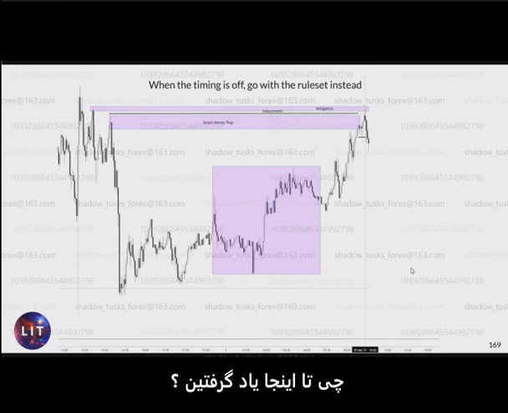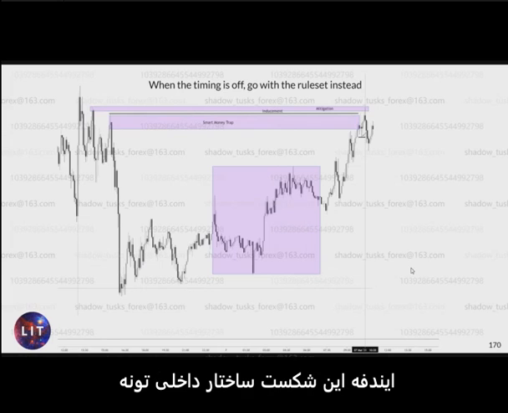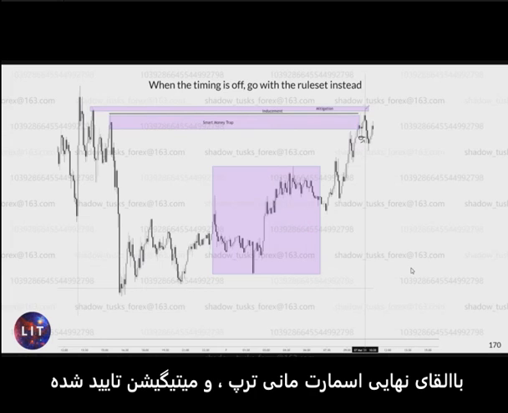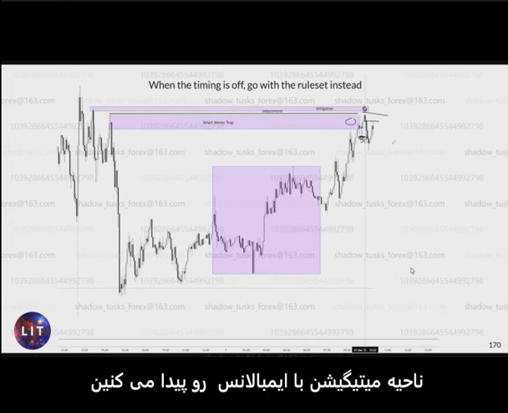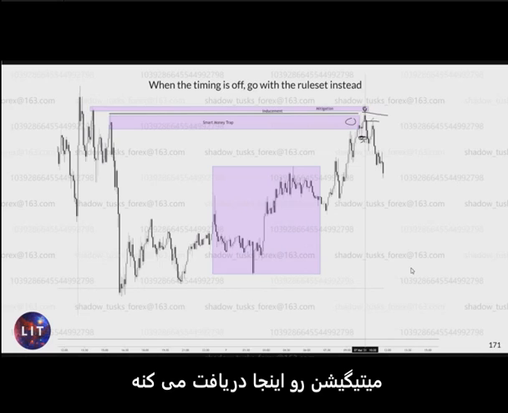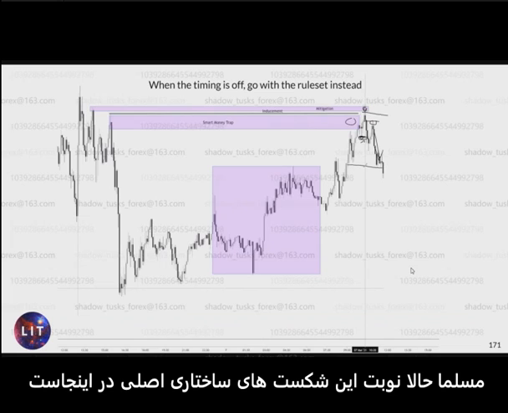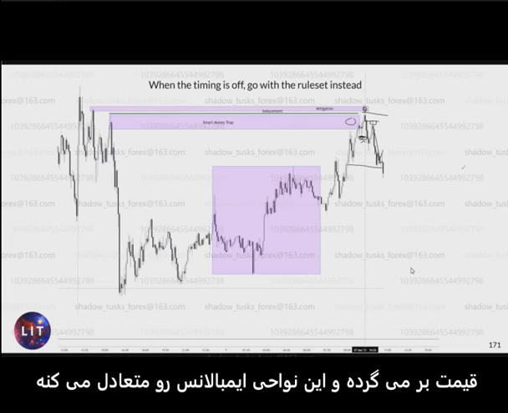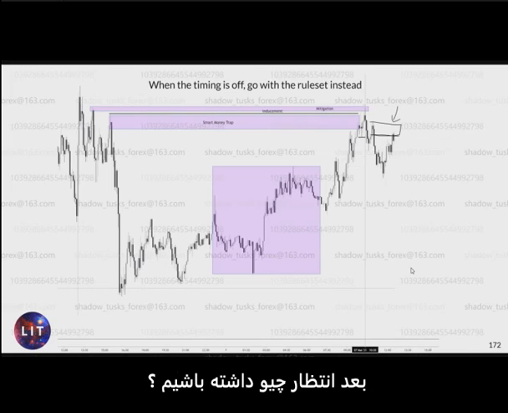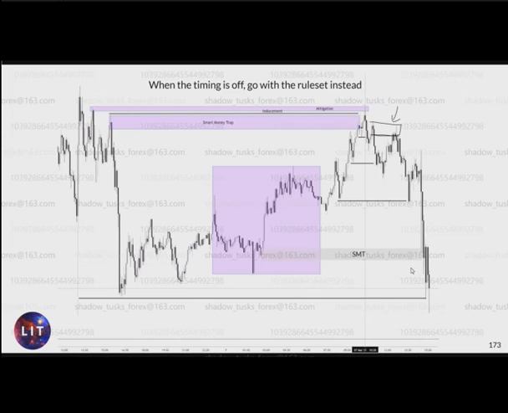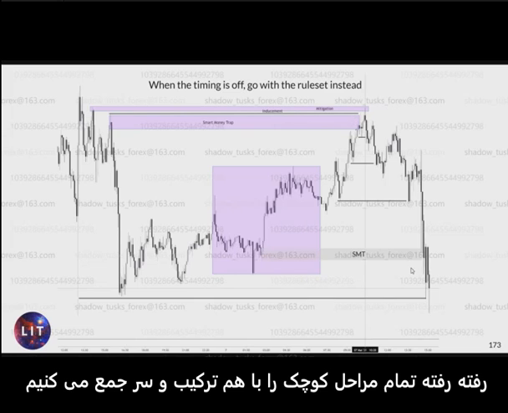What have you learned so far? You use what you learned. There you go. There's your internal breakout structure this time. Confirmed with the final inducement of the smart money trap and the mitigation. Internal breakout structure. You're finding your mitigation area with the imbalance. Gets the mitigation here. Right? What is coming after? Of course, now this more main breakout structures in here. Price comes back, mitigates this imbalance areas. This, by the way, is also an EDM trade later on for us. And what can we expect after? Of course, something like this. Slowly but surely combining all the little steps and putting it together.